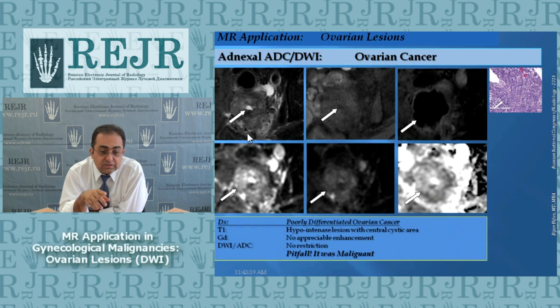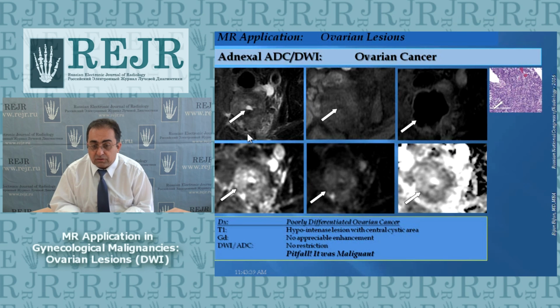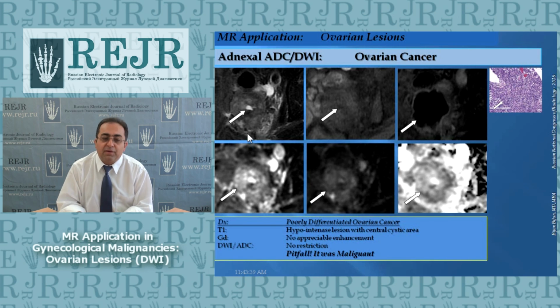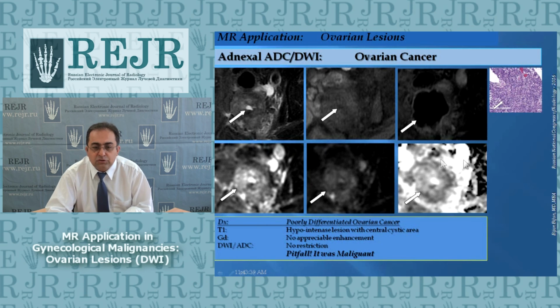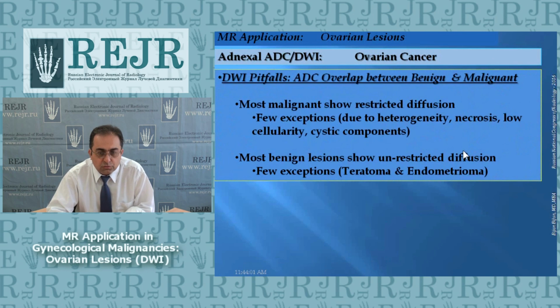There are exceptions to the rule. That's why in the very first slide I told you that the DWI is not very good in completely differentiating malignant versus benign. It can do some tissue characterization, but differentiation of malignant versus benign can be problematic. This is a lesion which is a very poorly differentiated ovarian cancer, and it shows no appreciable enhancement on the gadolinium, and did not show any restriction on the DWI images. But it turned out to be a malignant tumor. This is just a pitfall. So do not trust too much on that.